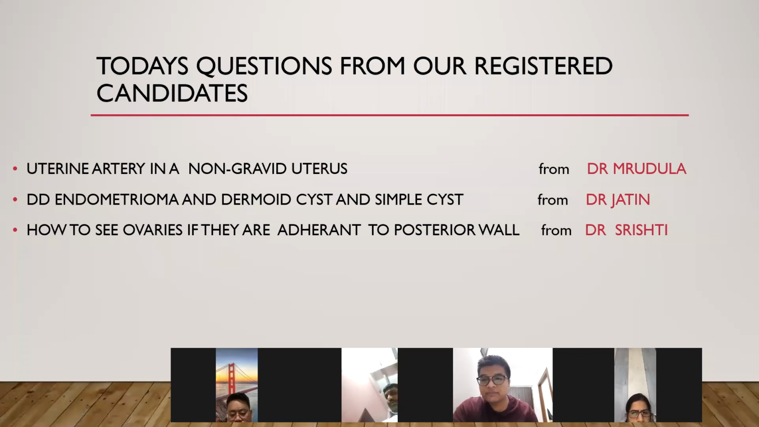We are having a group where the registered candidates are posting the questions or they want a clarification on any specific point. Now, starting with the first question, uterine artery in a non-gravid uterus, which is posted by Dr. Miridula.